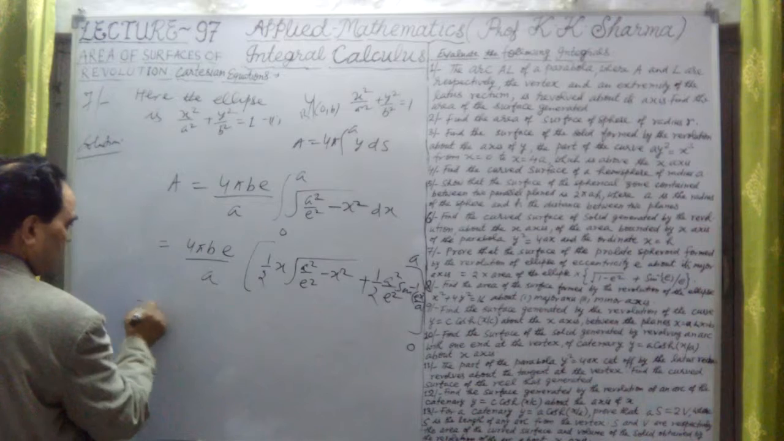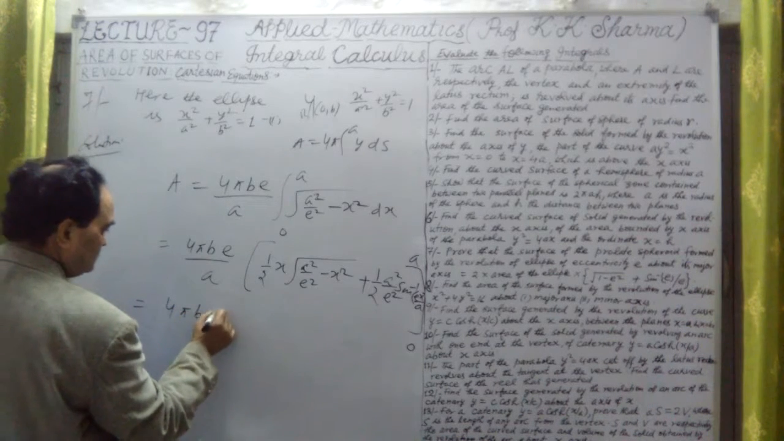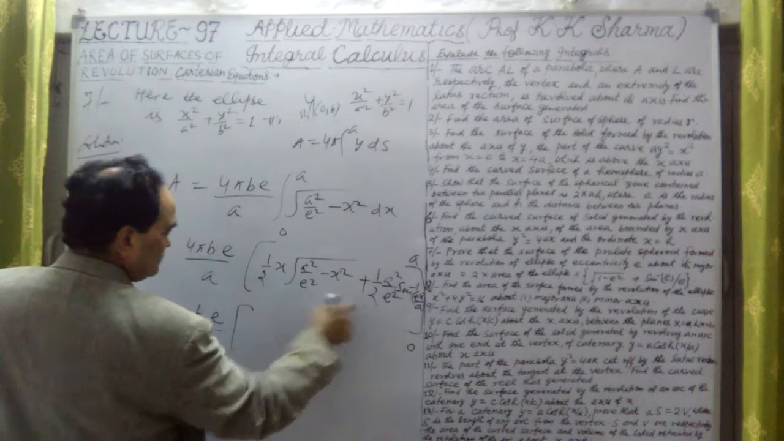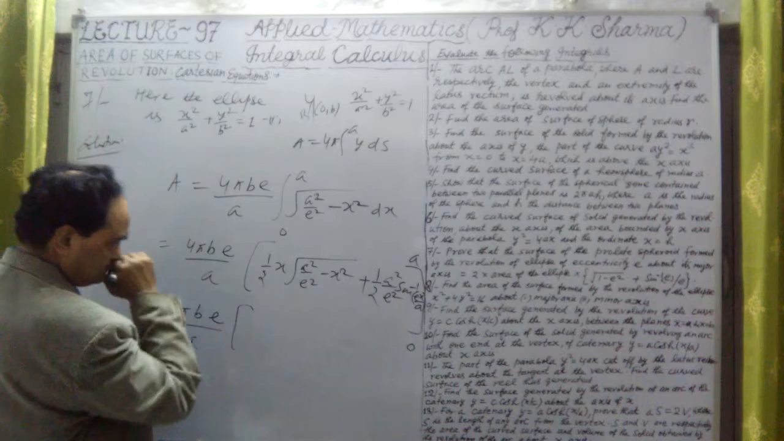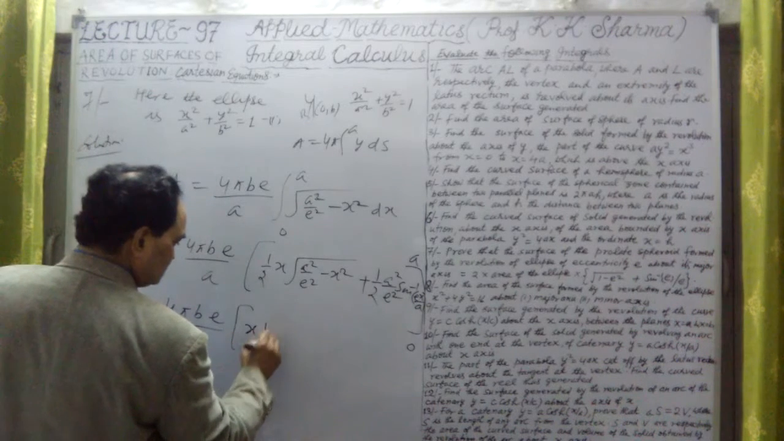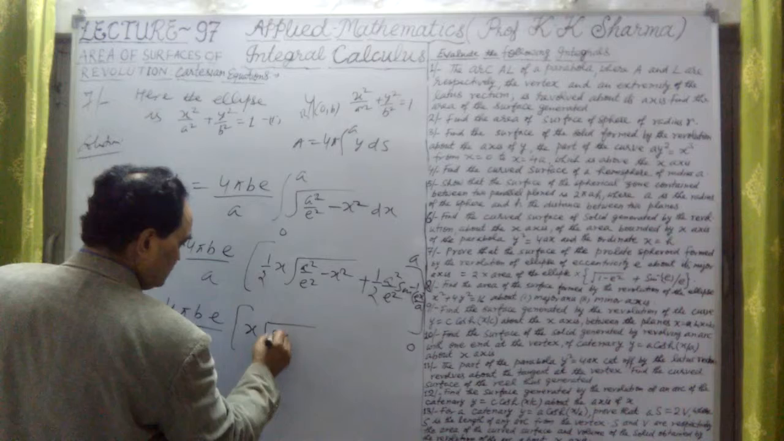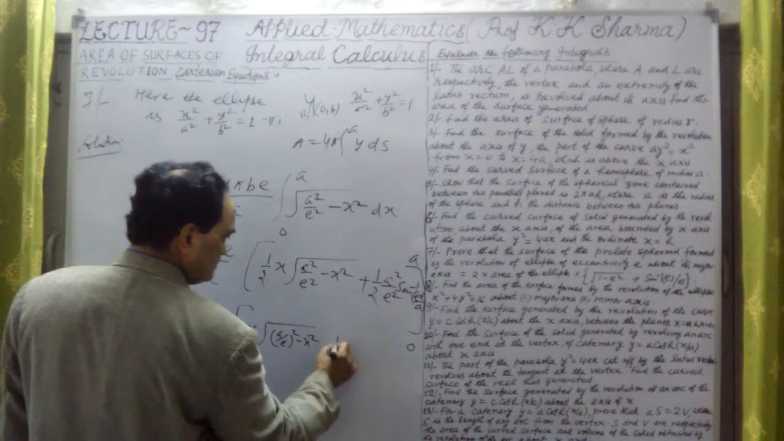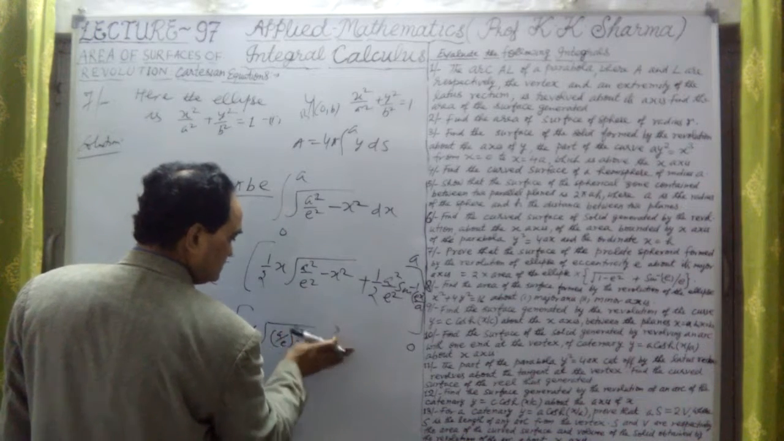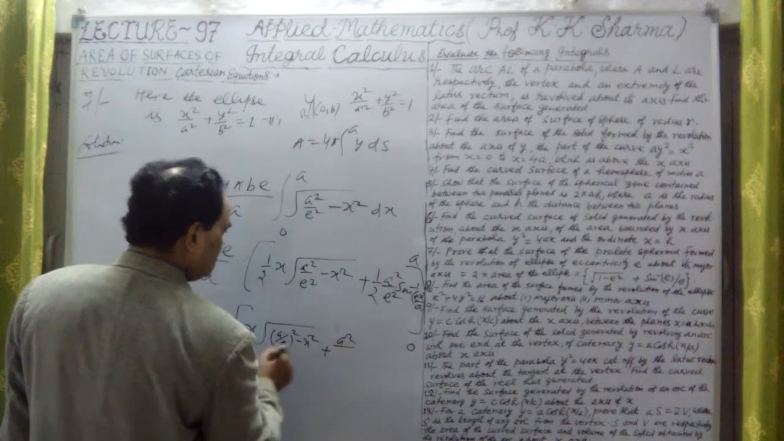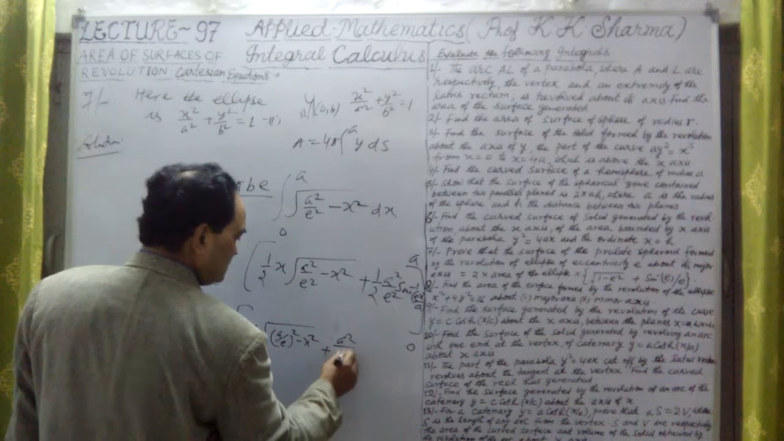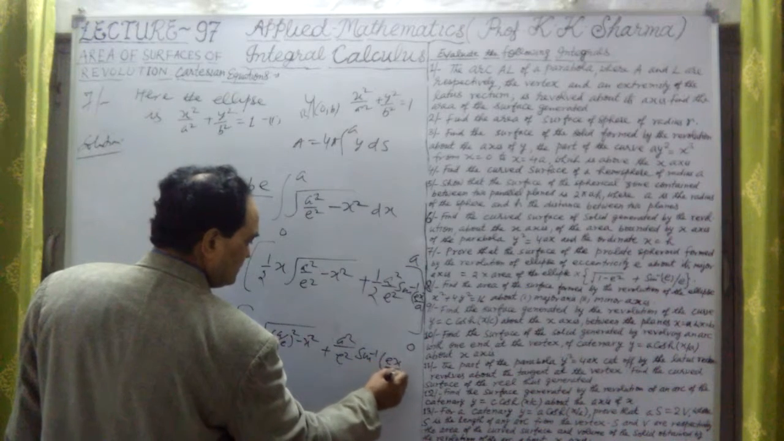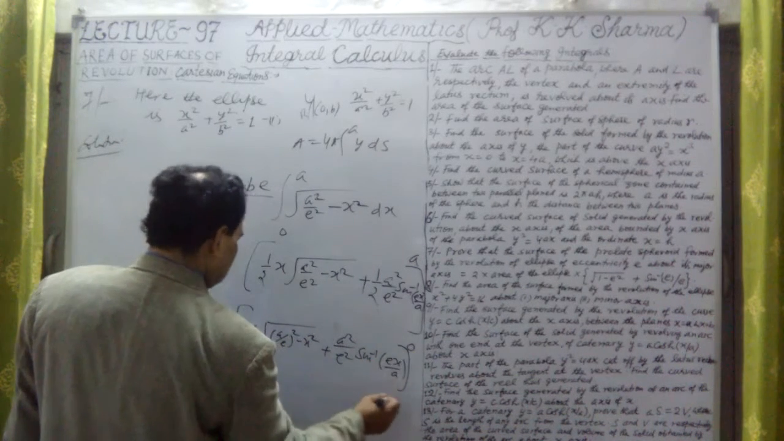So the final answer, let me check it. 4 pi b into e upon a. Now this is 1/2, 1/2, let me take it out. This is twice here. Only x, let me still write it: a upon e whole square minus x square, this is minus x square, plus 1/2 I have taken out, and this is a square, a square upon e square into sine inverse of e x upon a. Now 0 to a limit.